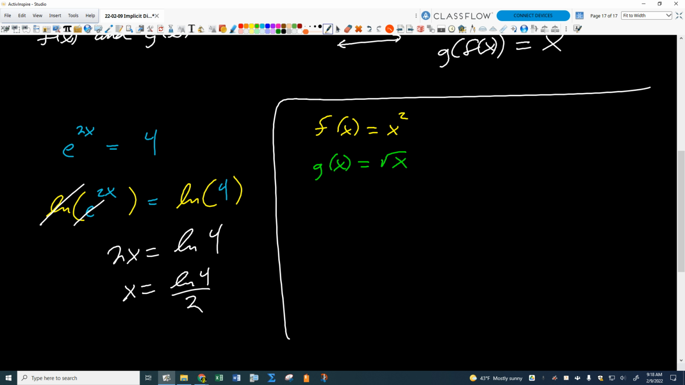If I do f of g of x, that would equal the square root of x quantity squared, right?